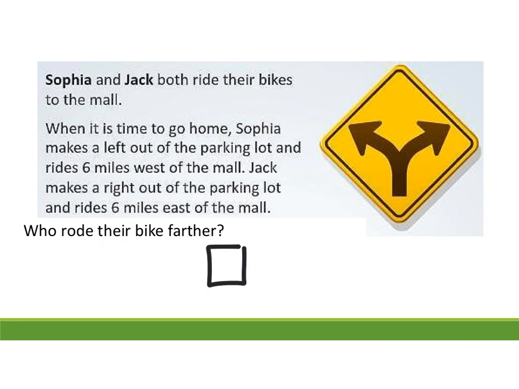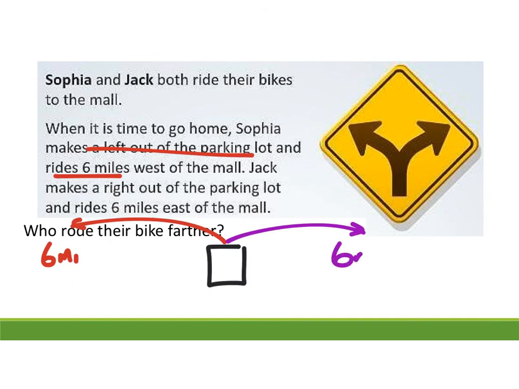So I'd start with Sophia on this one, who's going to take a left out of the parking lot and ride 6 miles west. So she's going to go to the left right here, whether that's west doesn't really matter. But she's going to go 6 miles. Bam, right there. Now, who was it? Jack? Jack is going to go to the right out here, and it's another 6 miles. So it said, who rode their bike further? Nobody. It's the same amount. However you want to write that, it's fine.